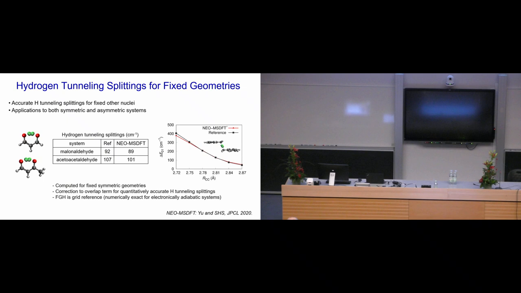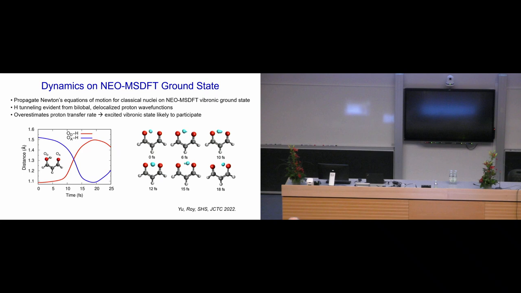So once we benchmarked it, we saw that things were working. We wanted to do dynamics. So we said, OK, let's propagate Newton's equations of motion for the classical nuclei on the NEO-MSDFT vibronic ground state. And that's what's shown here of these OH distances. And you can see that we plotted the proton densities, that's shown in cyan here, along the trajectory. And you can see it becomes bilobal, asymmetric bilobal in many cases. But it becomes bilobal, showing that hydrogen tunneling is clearly happening here, right?